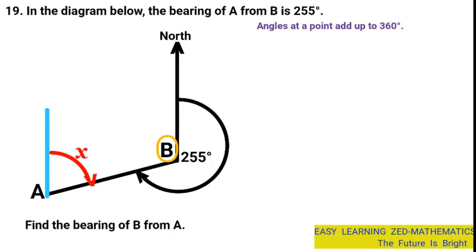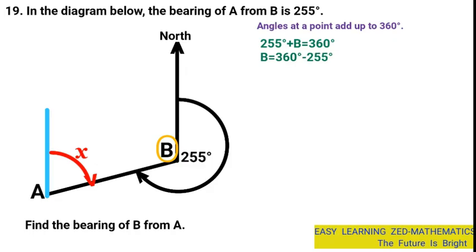So we're going to say 255 degrees plus B is equal to 360 degrees. Now we're going to put like terms together. So we write B is equal to 360 degrees, then 255 degrees will cross the equal sign and become negative. So we're going to say minus 255 degrees.